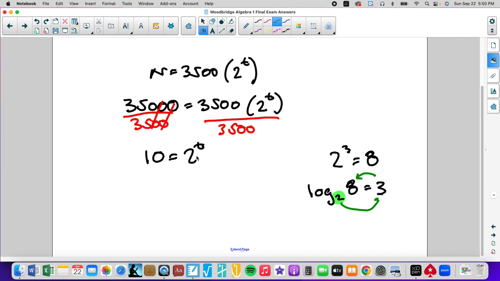And notice, we've got this, looks like, yeah, we can write it, 2 to the t equals 10. So let's substitute those things. How could I write this as a log? That would be log base 2 of 10 equals t. Hey, now I have my variable in a nice place.